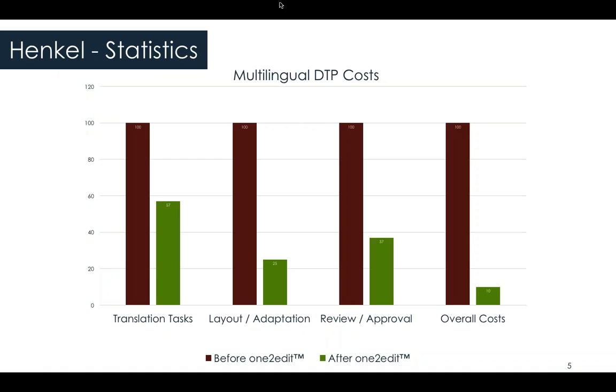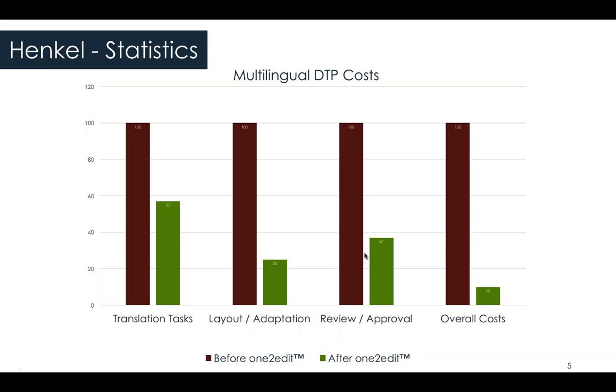So let's look at this in a little bit more detailed analysis. Here you can see that they were able to save 3/4 of their budget in layout and adaptation. They are now spending 25% of what they were originally spending. And same with review and approval: 37% of what they were originally spending is now all that they are spending. Translation tasks as well came down to 57% of their budget. And overall, that leads up to 90%.